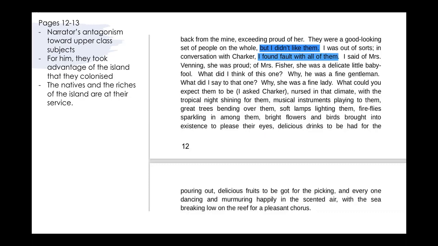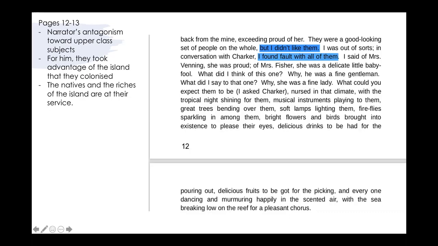Soft lamps lighting them, fireflies sparkling in among them, bright flowers and birds brought into existence to please their eyes, delicious drinks to be had for the pouring out, delicious fruits to be got for the picking, and everyone dancing and murmuring happily in the scented air, with the sea breaking low and the reef for a pleasant chorus.